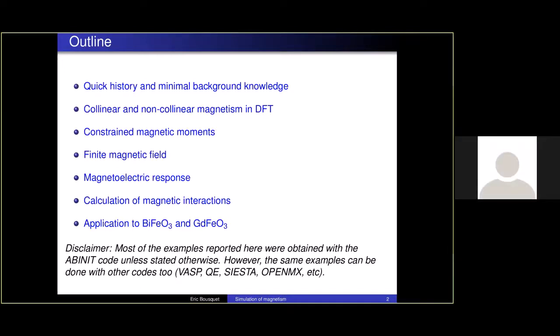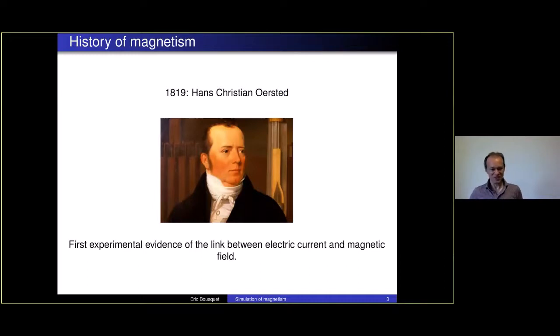Okay. So for magnetism, I would say the theory of magnetism started from the experiments of Hans Christian Ørsted. It was the first experimental evidence that you have a link between an electric current in a wire and the magnetic field, because he observed that when he put an electric current into a wire, the magnetic compass was deviated by this electric current. So that was the first highlight that there is a link between electric currents and magnetic field.